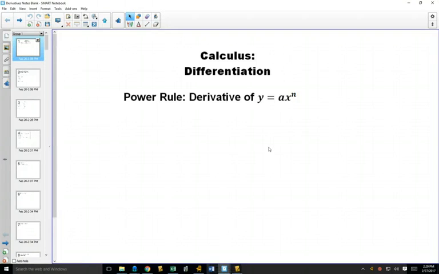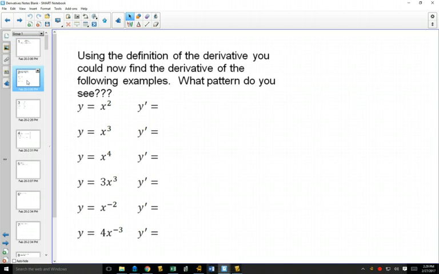So, our first shortcut for differentiation is the power rule. And what you could do is use the definition of the derivative and figure out all of these one by one, and you would find out the following. X squared wouldn't be too bad with the definition of the derivative, and you would get 2x. And x cubed would be a little bit worse, and you would find out that it's 3x squared.